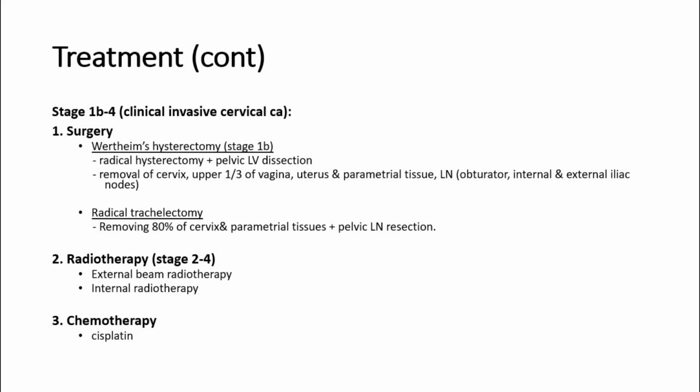Another surgery that can be done is the radical trachelectomy, which is a fertility-sparing surgery, and it removes 80% of the cervix and parametrial tissues, plus resection of pelvic lymph nodes. The second mode of treatment is radiotherapy, which is done for stage 2 to 4. It is to deliver a high dose of radiation to the tumor and also minimize damage to the surrounding tissues. And there are two ways of radiotherapy, which are the external beam and internal radiotherapy.